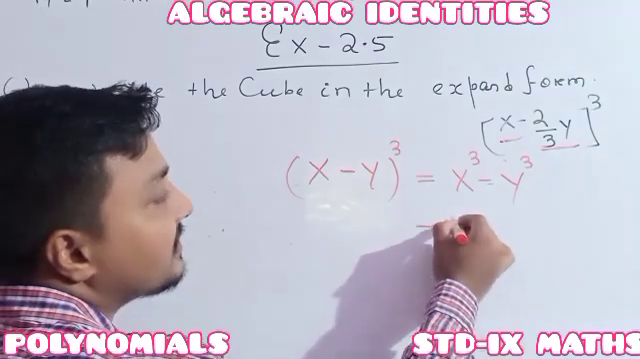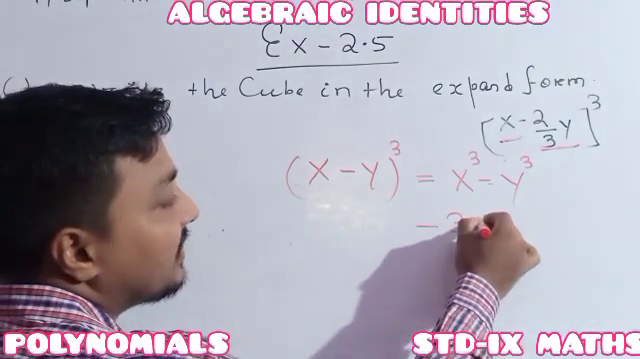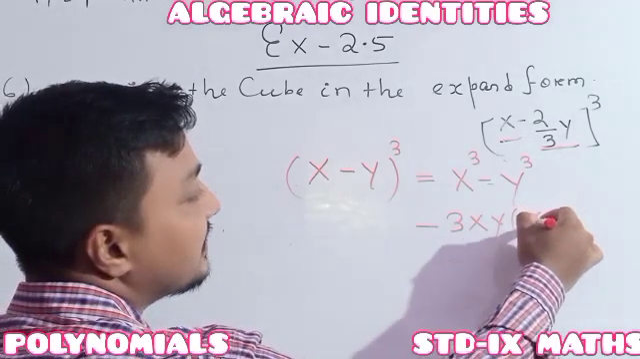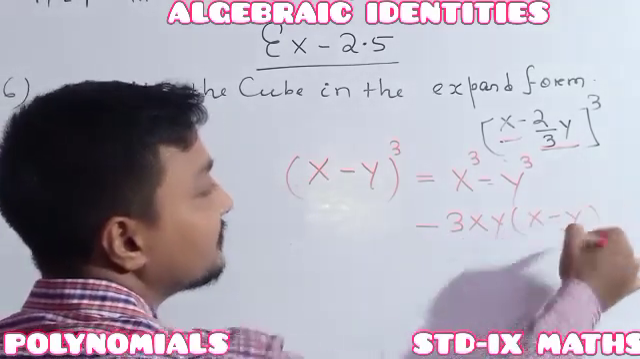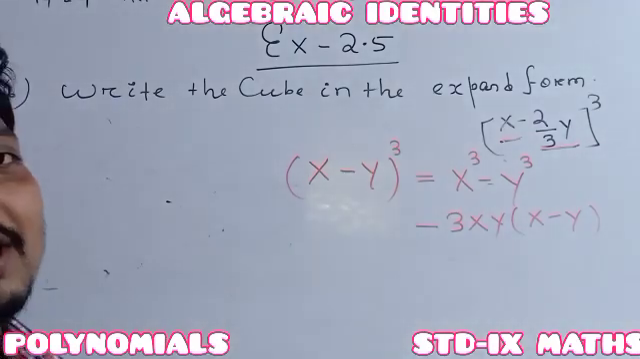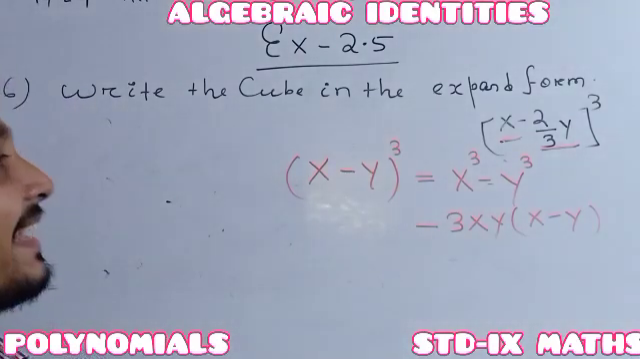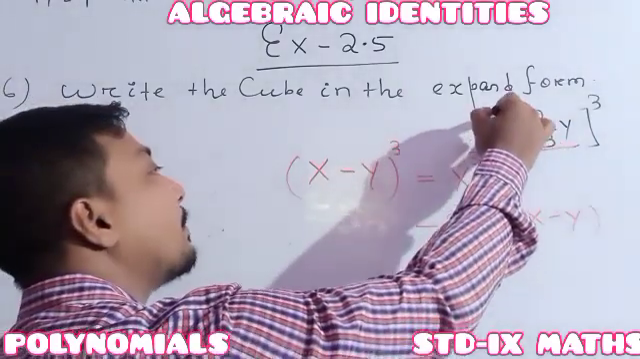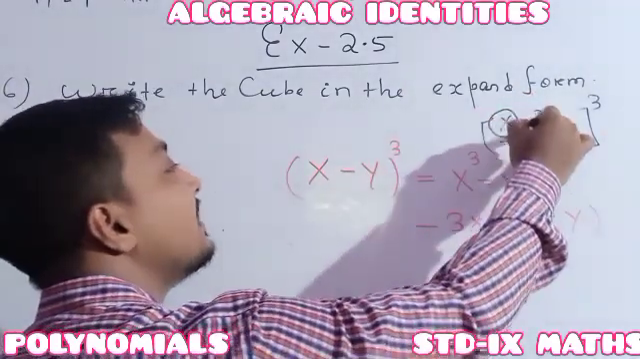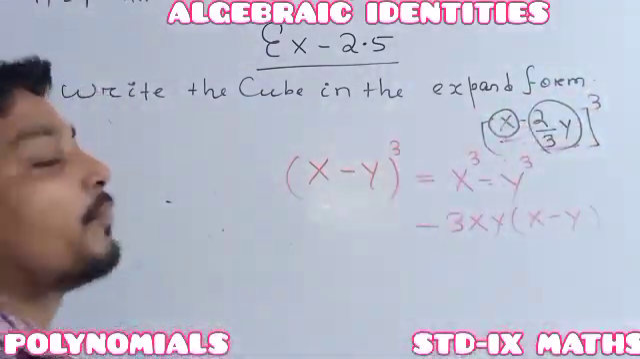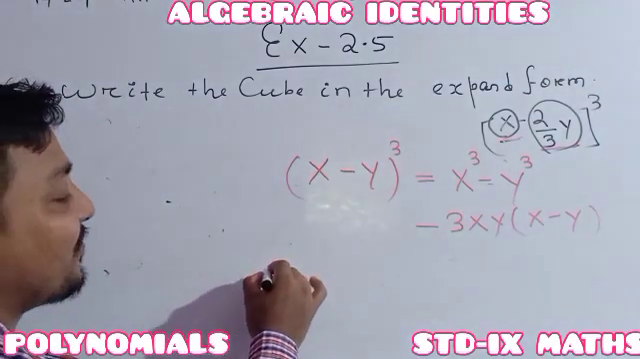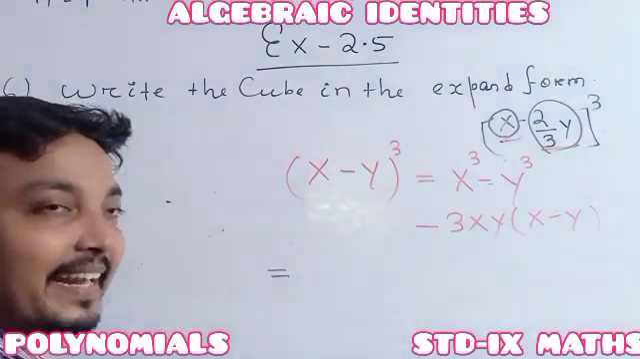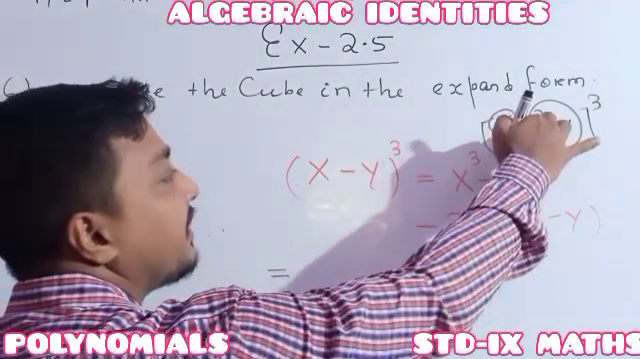Thereafter minus 3, first term into last term, within the bracket first term minus last term. Understood? So the important thing is you just have to detect which one is at the first term place and which one is at the second term place. So directly in the expansion form I am writing according to this algebraic identity, x minus 2 by 3 y to the power 3.